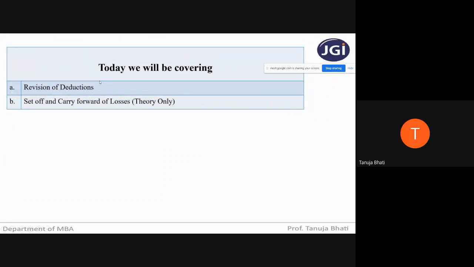So in today's lecture, we will be covering revisions of deductions and set off and carry forward of losses, only theory part.